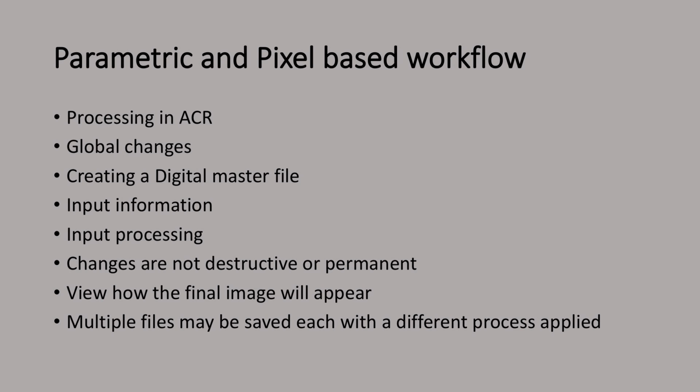So you're going to take your input files, your input information, apply input processing to it and create a digital master file. From that digital master file, you can extract as many different types of output options as you desire. The beauty of working in Adobe Camera Raw and with this raw data as well is remember that you're never actually changing those pixels. We're never losing any pixels. All that it does is it changes how the file appears. So really when we're applying these changes in Adobe Camera Raw, it's like a filter or a lens for viewing how the final file will be viewed.